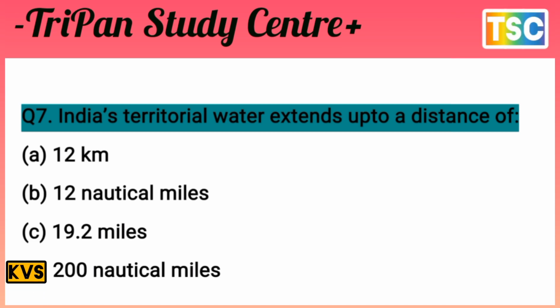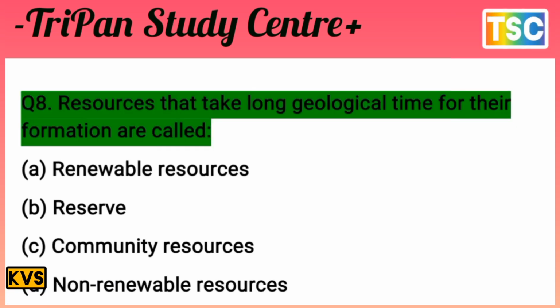Let's see the next question. The next question: resources that take a long geological time for their formation are called. The four options, that's the most important: A renewable resources, B reserve, C community resources, D non-renewable resources.